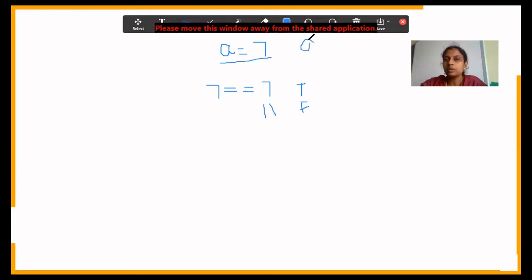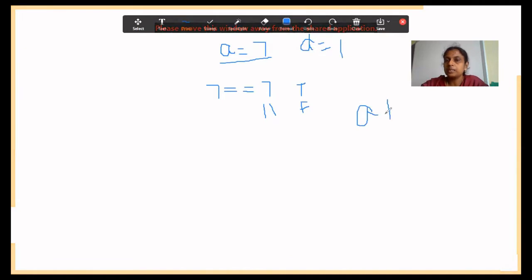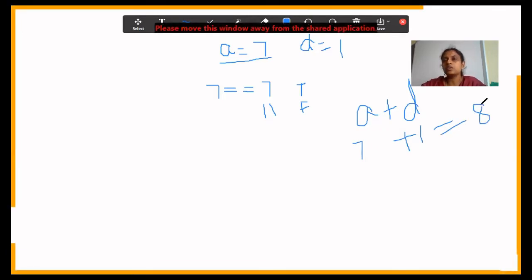Then I'm giving d equals 1. So when I say a plus d, what is the value of a? 7. What is the value of d? 1. What is the operator used? Plus. So my answer will be 8. Understood? In this case, we use single equal to. Once you start programming, you will come across this automatically.